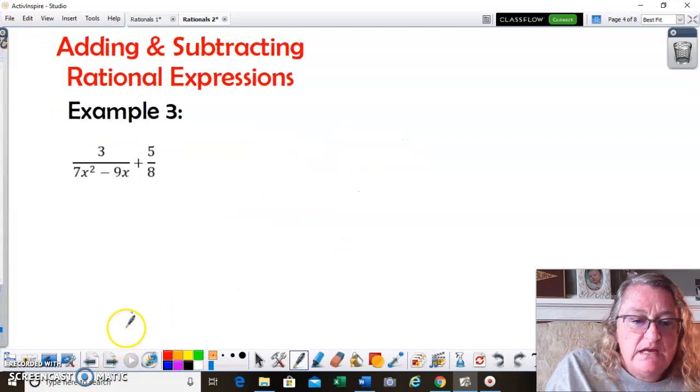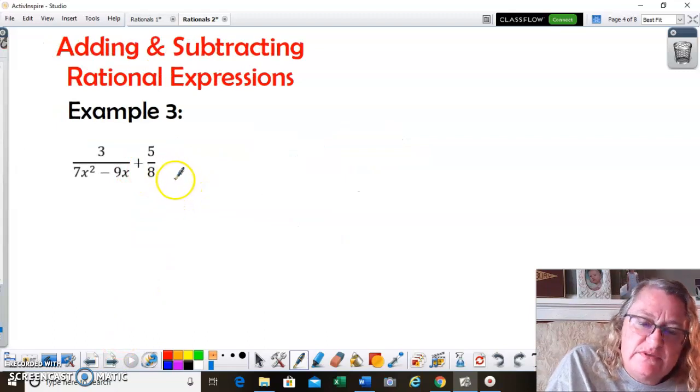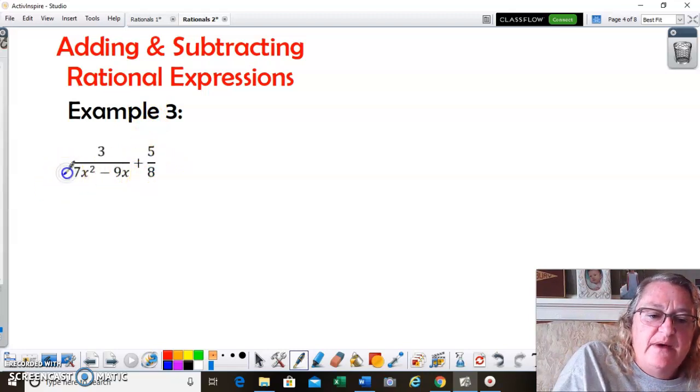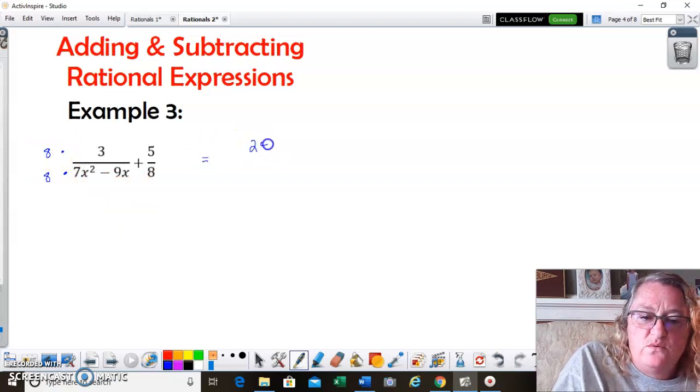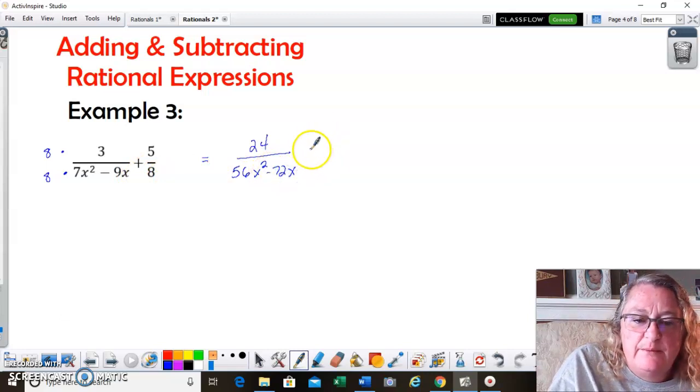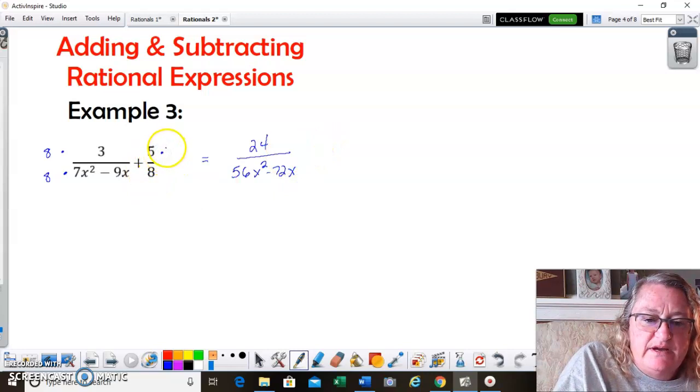So example 3 is a little odd looking, but we're still going to do the same process. It's plus. I don't have to worry about taking a negative sign somewhere. I'm going to multiply the bottom by 8 and the top by 8. So that will get me 24 over, well, 8 times 7 is 56x squared, and 8 times 9 is 72x, so minus 72x. And then for this one, I'm going to multiply the top and bottom by 7x squared minus 9x, 7x squared minus 9x.